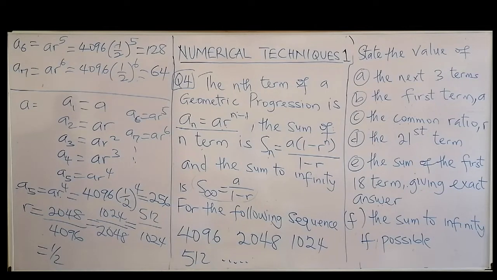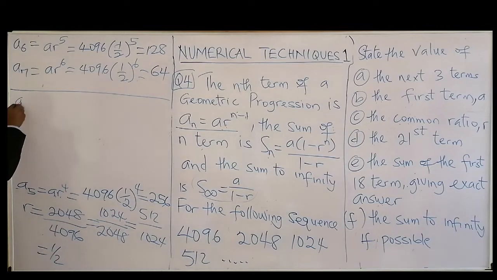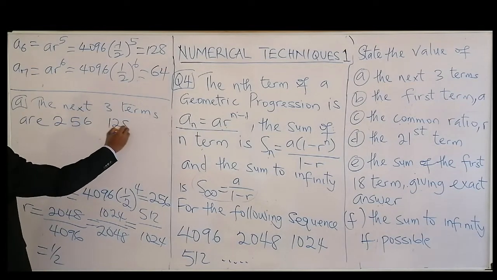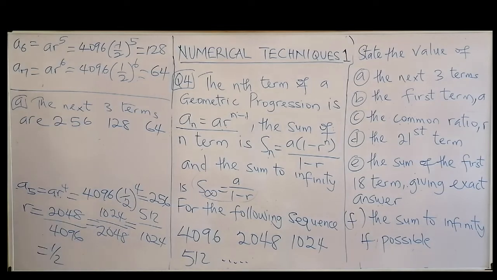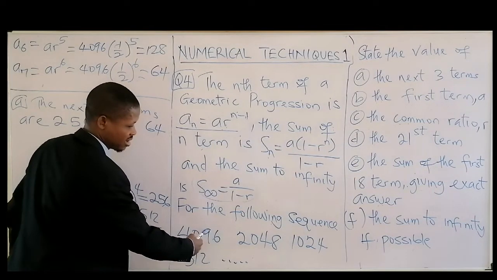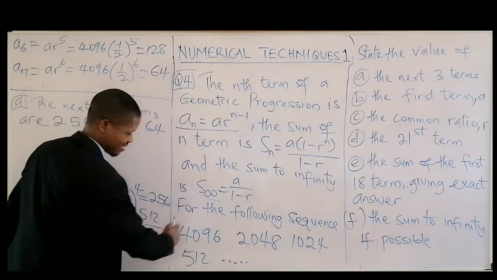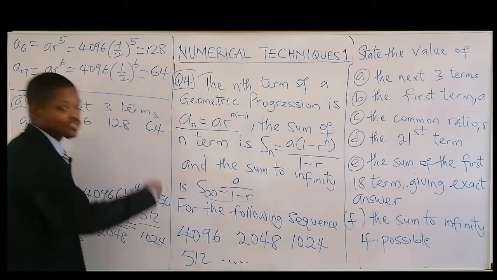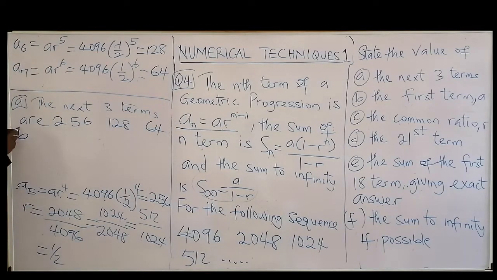So we've gotten it, just go back and answer the question in the statement. So question A: the first one we have is 256, followed by 128, followed by 64. Okay, so that's that. Without even wasting time, if you look at the geometric sequence, you realize that the second one is half of the first one, the third one is half of the second one, and so on and so forth. Then the B part, we are told to find the first term. The first term is just what?